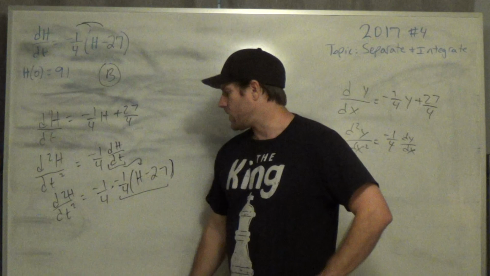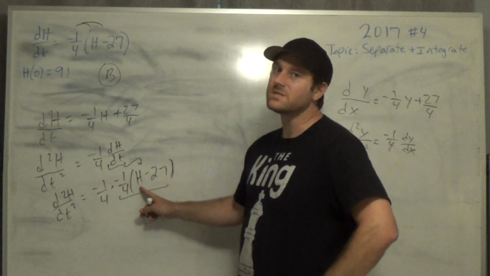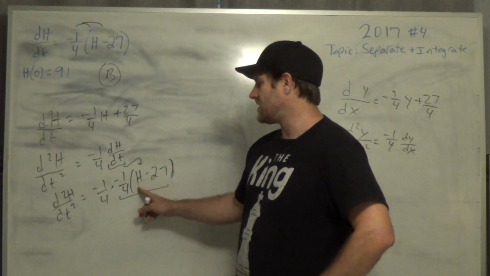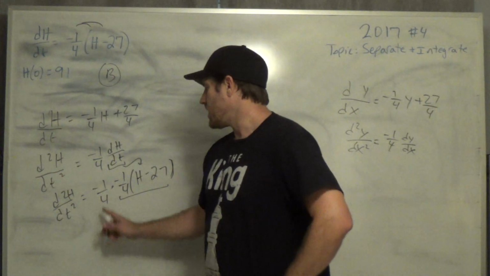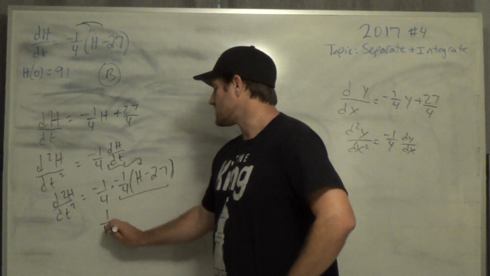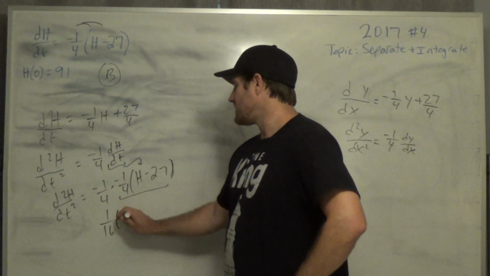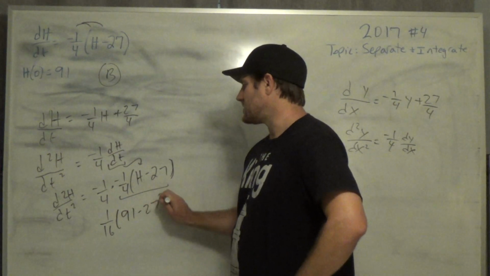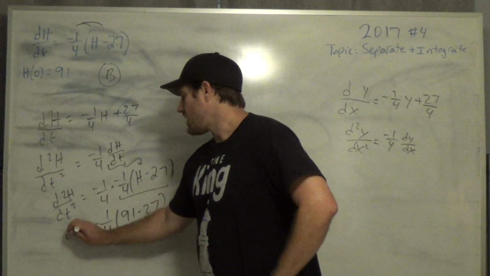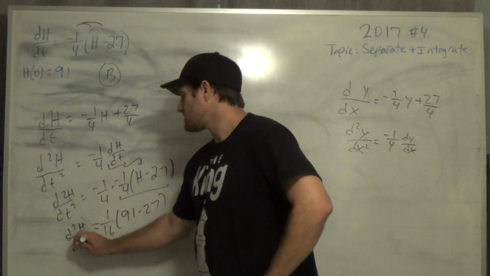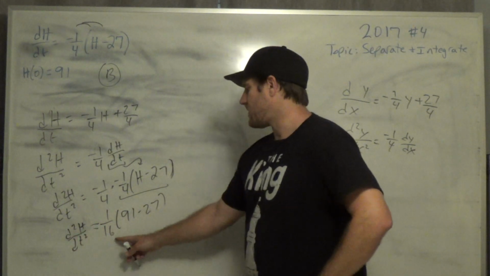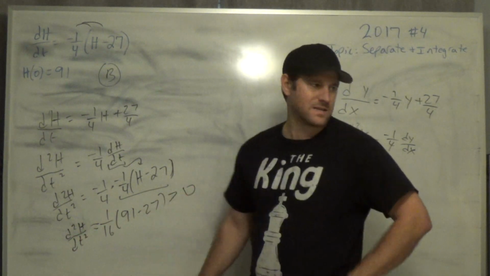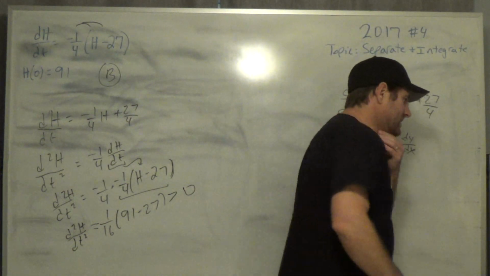And now I want to know what's happening when h is, not when time is 0, but when h is 91. So if you multiply those, you get 1/16, and you put a 91 here, 91 minus 27. And here's what I want you to notice. This answer is a positive times a positive, which is a positive. It is greater than 0.